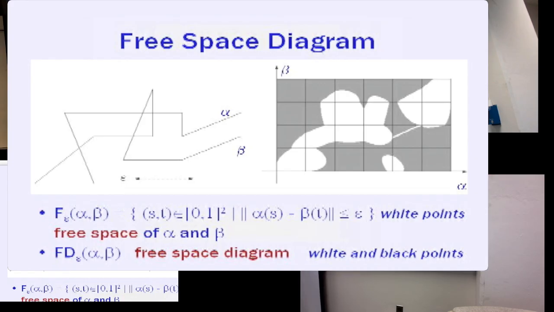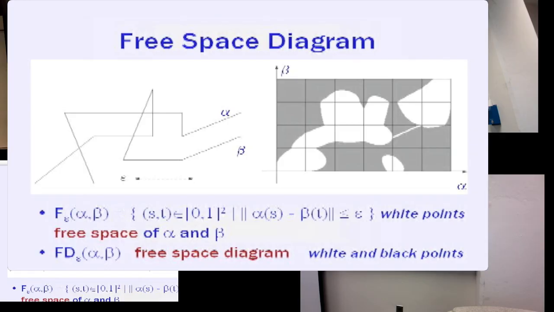Moving in the free space horizontally, only horizontally, if I move horizontally, what does it mean? That I'm moving on alpha but stays still in beta. If I moved horizontally, it means the man moved, but the dog stays still. If I move vertically here, it means the man stayed still, but the dog was moving. If I'm moving in some diagonal, then they are both moving. If it's 45 degrees, then they are moving in exactly the same speed.